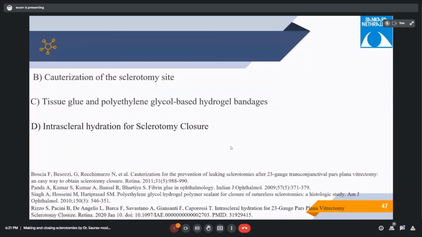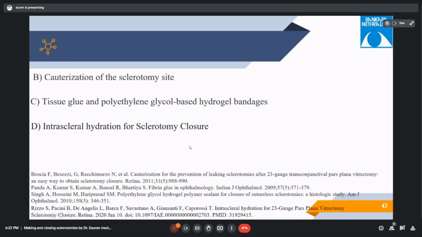The other techniques that can be used are the cauterization of the sclerotomy site. Use of bipolar cautery has been done, but this results in scleral shrinkage, scleral fibrosis, and if this cauterization fails, then it is difficult to even suture such sites. Tissue glues and polyethylene glycol based hydrogel bandages have been used for sclerotomy closure, but due to higher cost, they are usually not used.